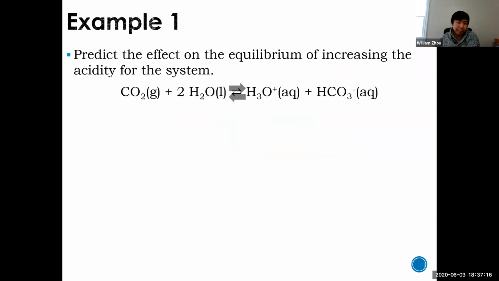Let's look at some examples of this. So example 1, you need to know how to predict the effect on equilibrium on certain reactions. And here's one example. So carbon dioxide mixed with water, you have H3O+ and the bicarbonate ion. What happens to the equilibrium if you increase the acidity of the system? Okay, what does it mean by increasing the acidity? Do you see an acid in here? Can somebody tell me where's the acid?